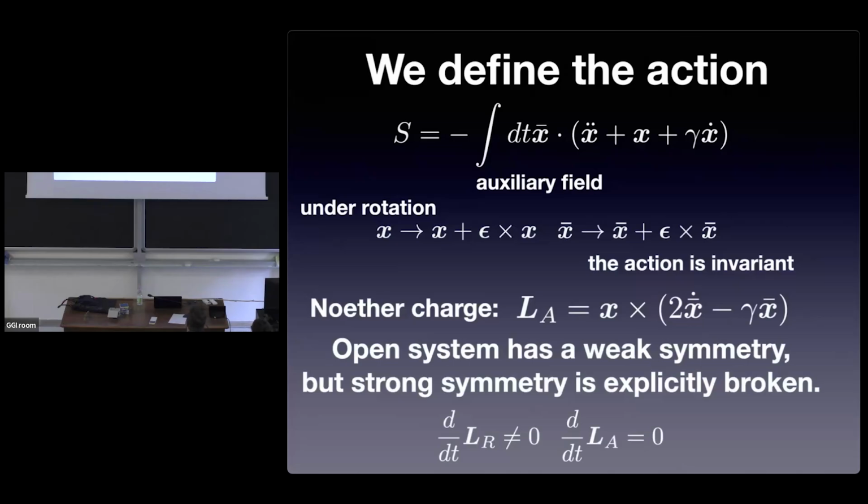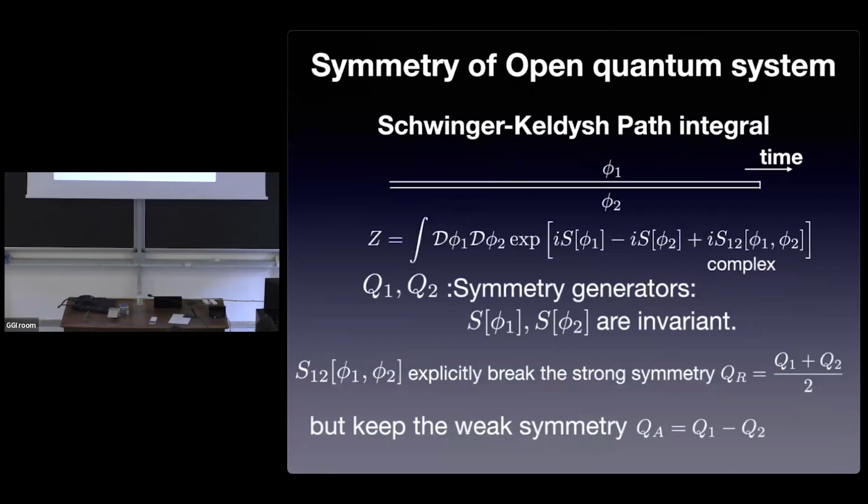So actually, the open system has this kind of symmetry. This is nothing but the weak symmetry in the Schwinger-Keldysh path formalism. In the open system, the strong symmetry is explicitly broken in this case, but we still have the weak symmetry given by this kind of form. But in quantum field theory or the Schwinger-Keldysh formulation, we have this kind of degree of freedom.